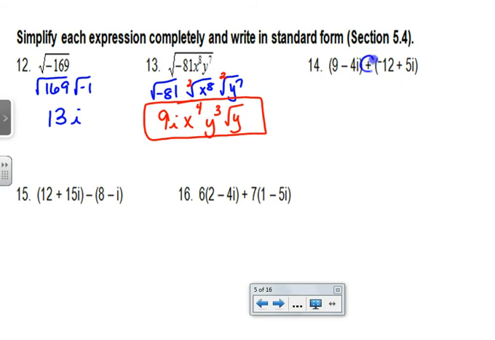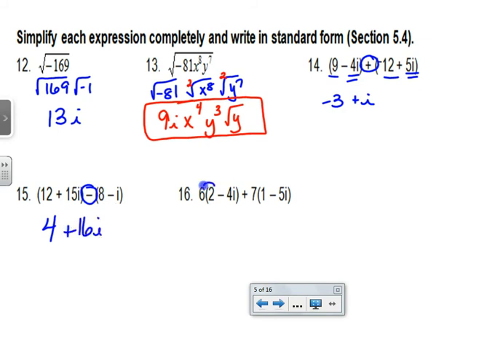Number 9, we are just adding our like terms. There's nothing fancy here. So 9 plus a negative 12 gives me a negative 3, and then negative 4i plus 5i is a plus i. On number 15, you are simply subtracting your like terms. 12 minus 8 is 4. 15 minus negative 1i is 15 plus i, so that's a plus 16i.